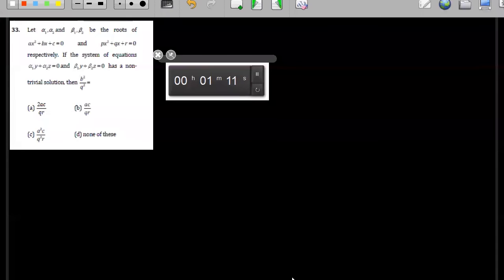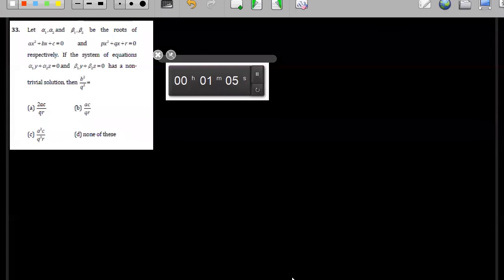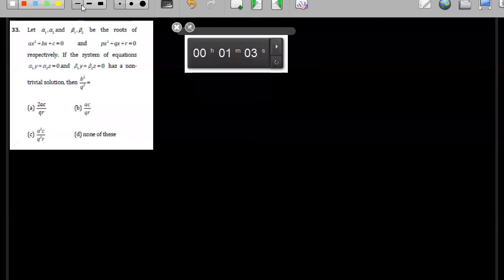I've given this as yesterday's homework. I think most of you have done it, so let's solve this one. They have given that alpha 1, alpha 2 are the roots of the first equation and beta 1, beta 2 are the roots of the second, and the system of equations has a non-trivial solution. So this is a system of homogeneous equations.